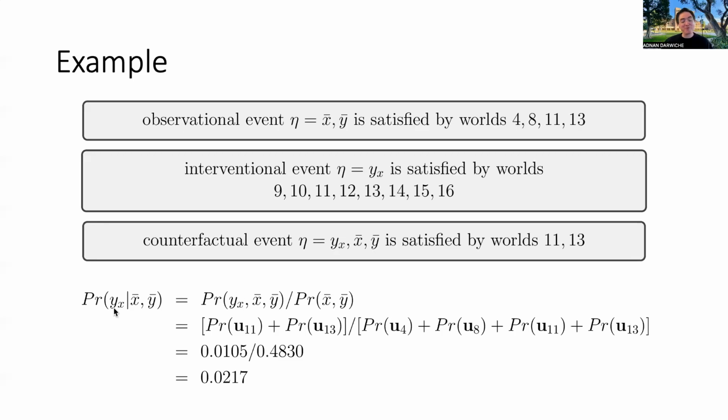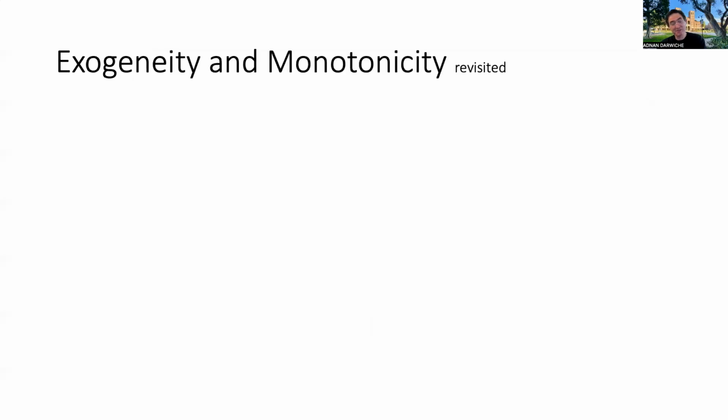We're ready to compute the probability that if I set X to true, Y will become true, given that X and Y are currently both false, which is just this divided by that. What is the probability of that? Just look at the worlds that satisfy this and add up their probabilities, two of them. What about this one? Four worlds satisfy this, add up their probabilities. I have those, so I've solved this problem. Straightforward. You just need to know the notion of an event and what worlds it's satisfied at, and then the rest is straightforward.